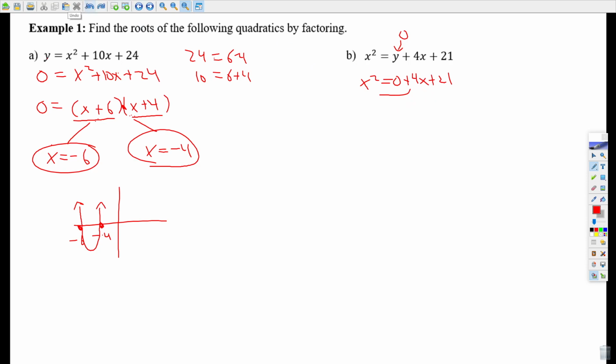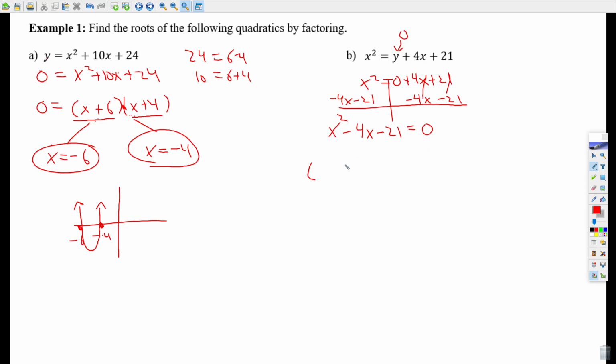Let's go back here. So I'm going to bring over 4x, and I'm also going to subtract 21. I'm going to do it at the same time. Why not? Minus 4x minus 21. So we get x squared. These cannot be combined, just minus 4x minus 21 equals, those go away, 0. So now we're set up to do factoring.